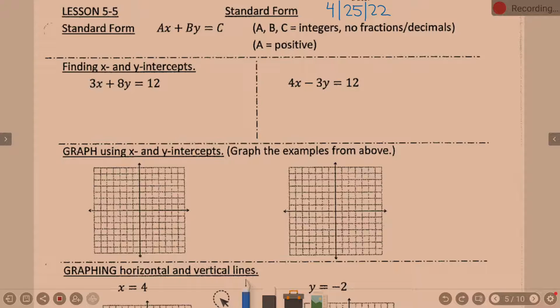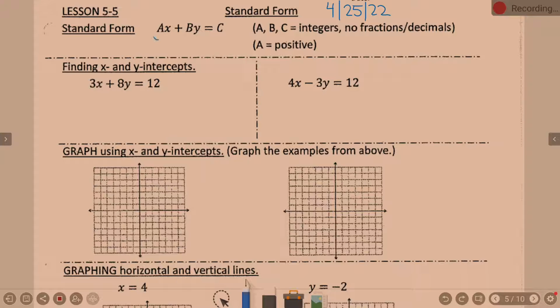Okay. Lesson 5.5 is our last, not last lesson. Don't think I'm saying that. It's our last equation of a line. We did slope-intercept, y equals mx plus b. We did point slope, y minus y1 equals m times x minus x1. And today we're talking about standard form.